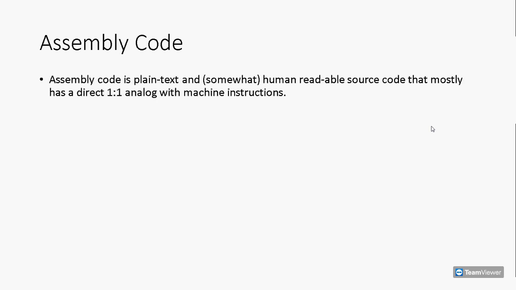The next topic that we look at is the assembly code. Assembly code is plain text and somewhat human readable source code that mostly has a direct one-to-one analog with machine instructions.